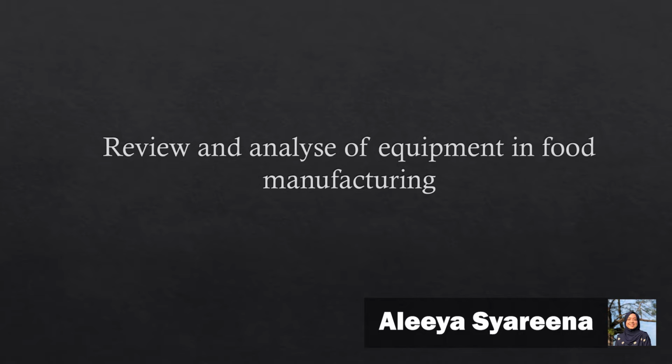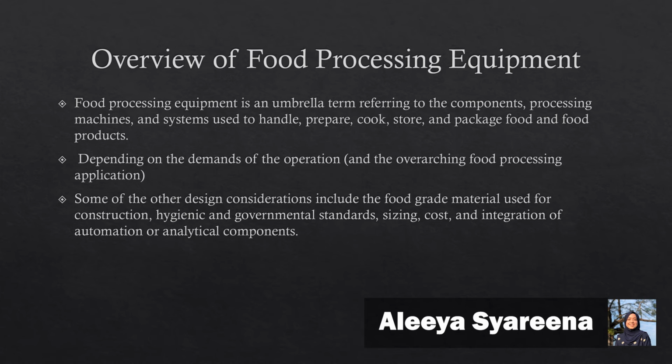Review and analysis of equipment in food manufacturing. Overview of food processing equipment. Food processing equipment is an umbrella term referring to the components, processing machines, and systems used to handle, prepare, cook, store, and package food and food products, depending on the demand of the operation and the overseeing food processing application. This equipment can be designed and constructed to handle solid, semi-solid, or liquid food products by batch or continuously.